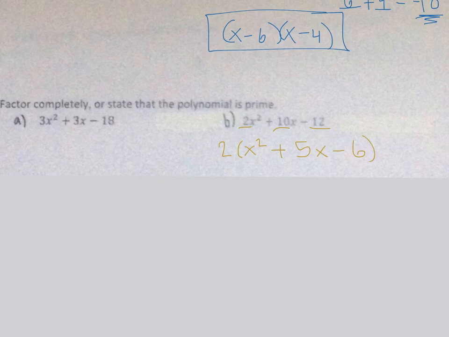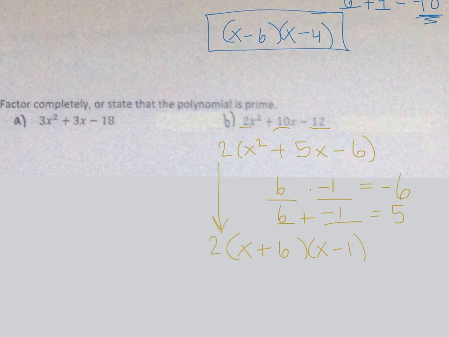Now we want to find 2 factors that multiply to get to negative 6 and add to get to positive 5. So since it's a negative 6, they must be opposite signs. That means that 3 and 2 will not work because they have to be opposite signs. And they need to add to get to positive 5. So positive 6 and negative 1 are the 2 factors that will work here. So we end up with x plus 6, x minus 1. But do not forget the greatest common factor that you pulled out very, very first. So there is our factoring.